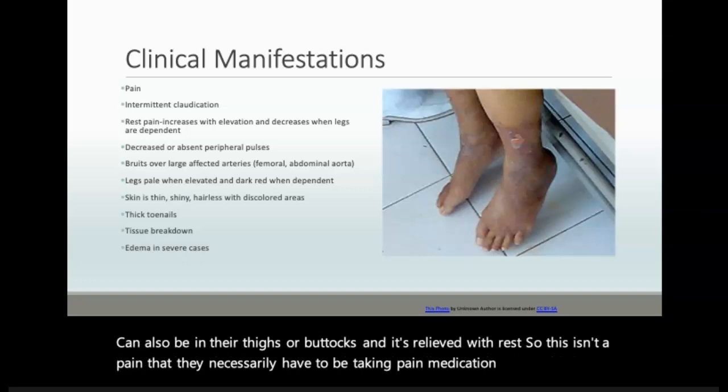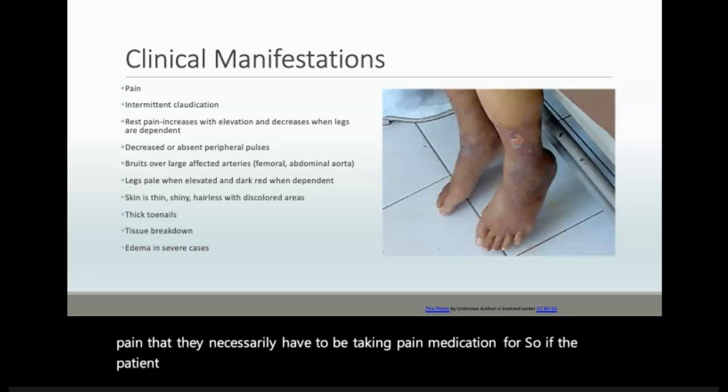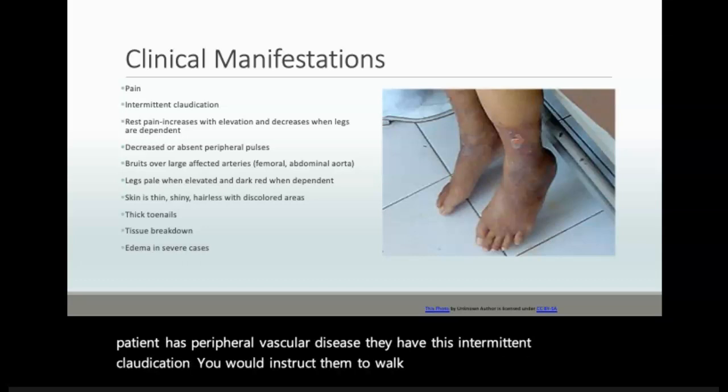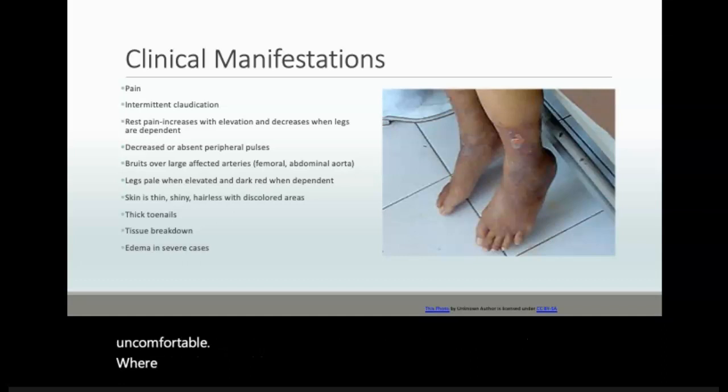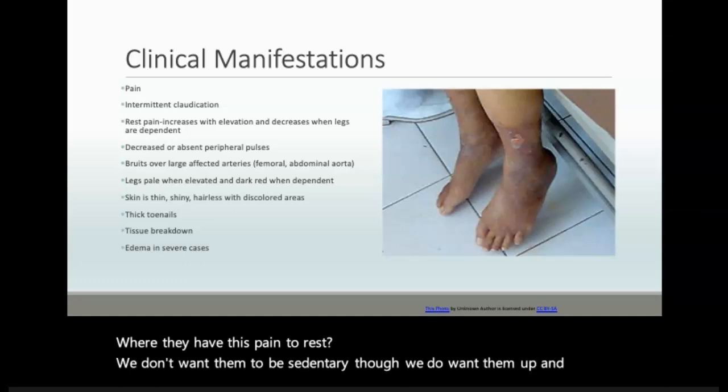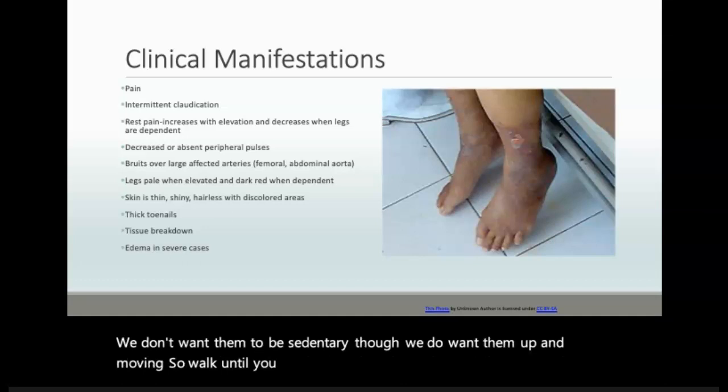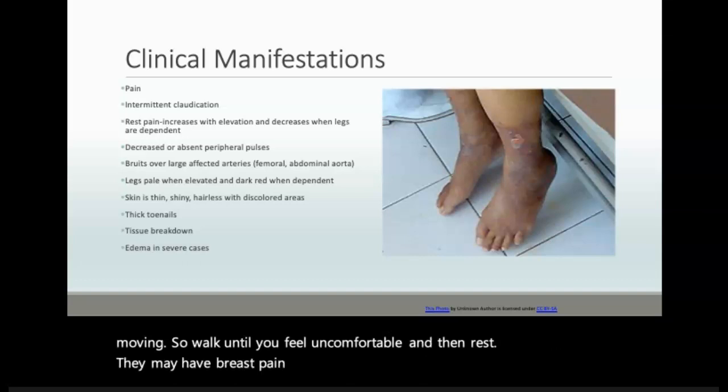So if the patient has peripheral vascular disease, they have this intermittent claudication, you would instruct them to walk, and when they feel uncomfortable or they have this pain, to rest. We don't want them to be sedentary, though. We do want them up and moving. So walk until you feel uncomfortable and then rest. They may have rest pain, which increases with elevation and decreases when the legs are dependent.